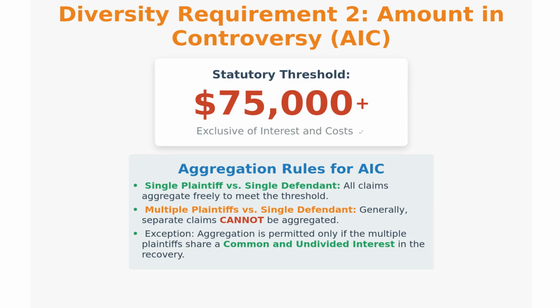Now, let us address aggregation, which determines how we count claims toward this threshold. If a single plaintiff has multiple, separate claims against one defendant, those claims can be aggregated to meet the $75,000 minimum. However, the rule changes when multiple plaintiffs are involved.